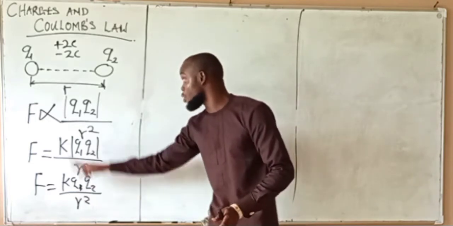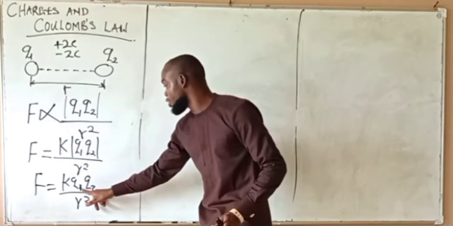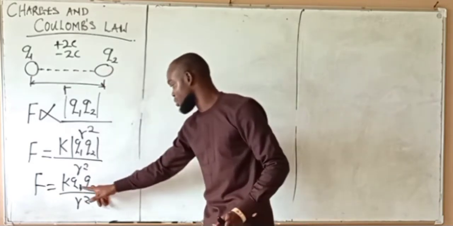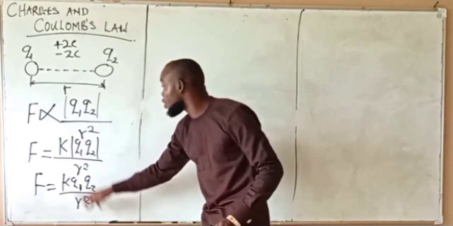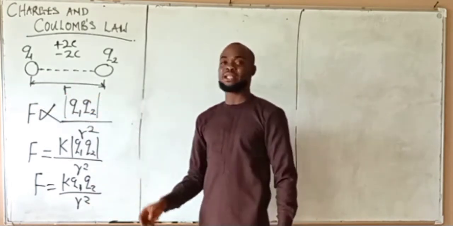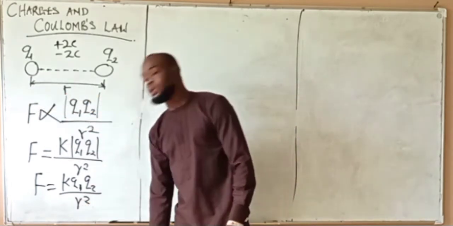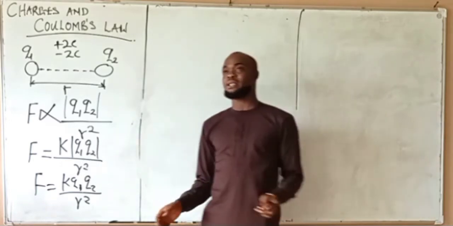Now let's go to Q1. Q1 is the first charge. What about the other one? Q2. What is Q2? Q2 is the second charge. Take note of that. Q1 is the first charge, Q2 is the second charge. Then R is the distance between both of them. Their distance apart is called R.